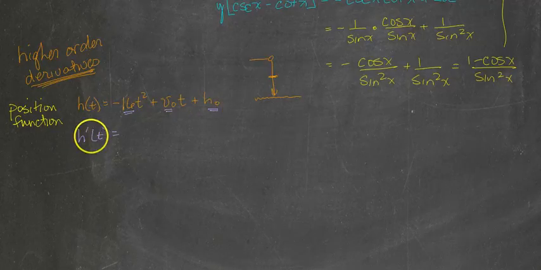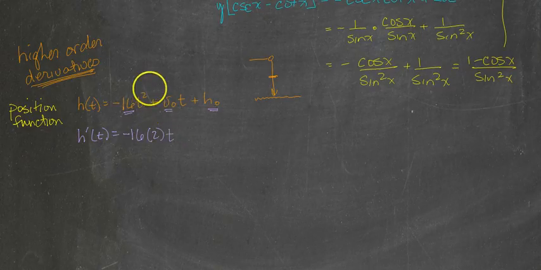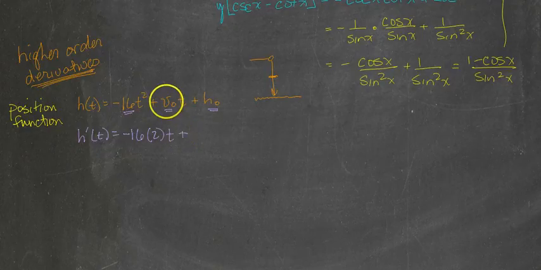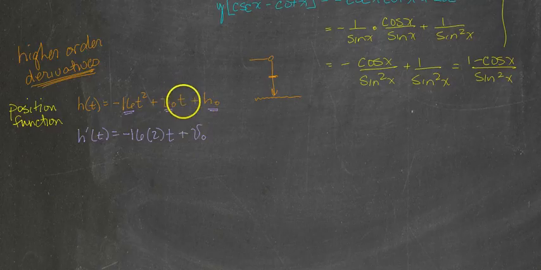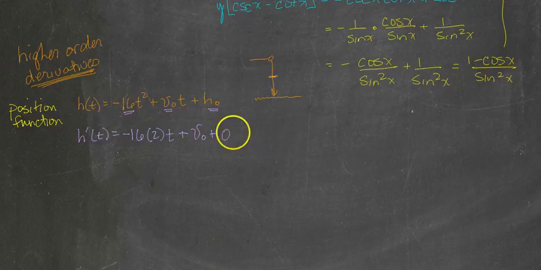So if I take the derivative, I have negative 16 times 2, right, differentiating this first term, t to the first power. Okay, done with that one. Now the second term plus whatever this initial value is, the initial velocity. If I differentiate t, it goes away, so I just end up with initial velocity plus, well, this is just a number, and so we know that the derivative of a number is just 0.